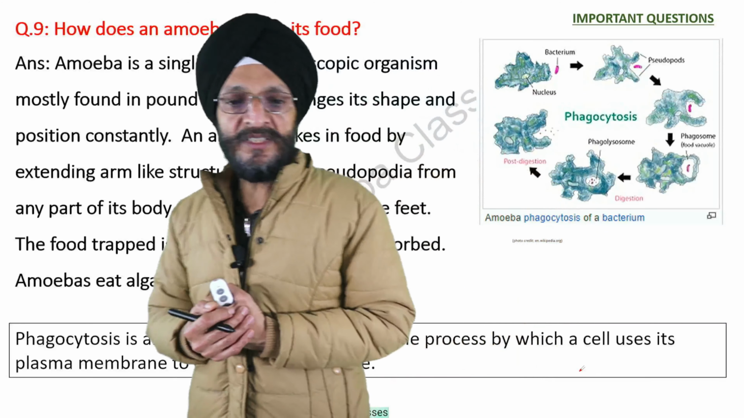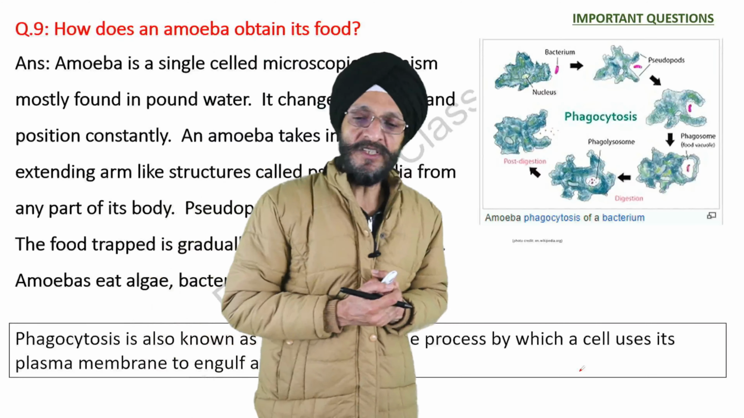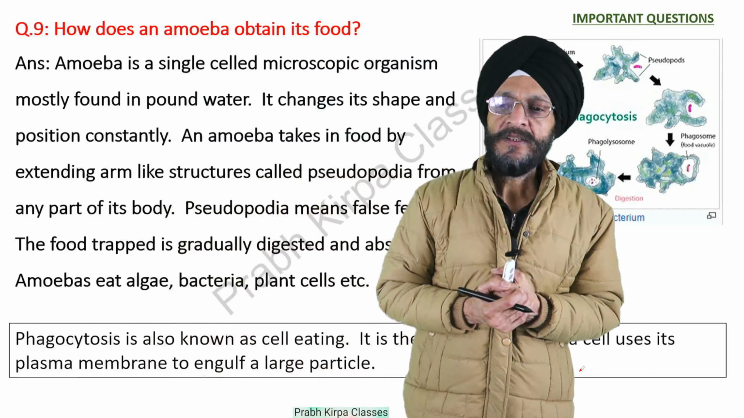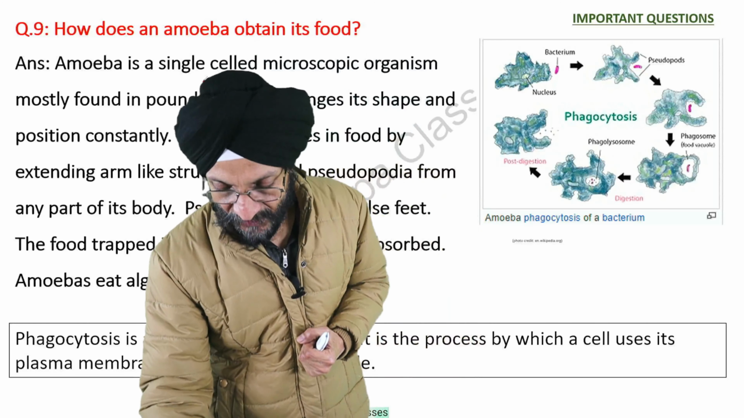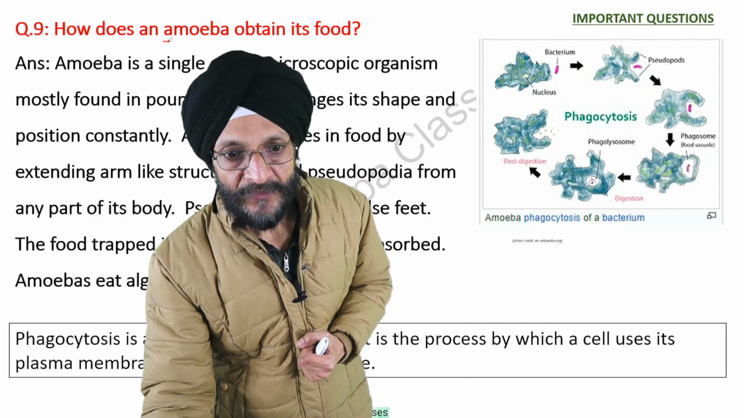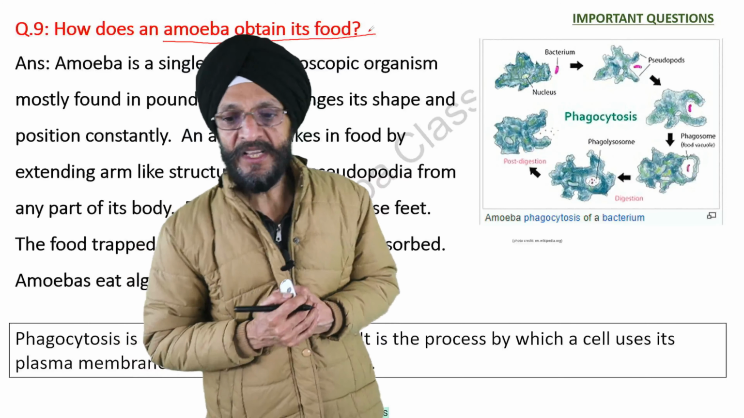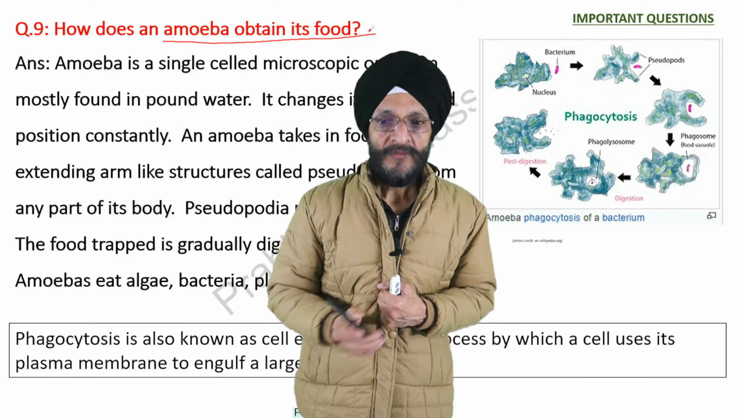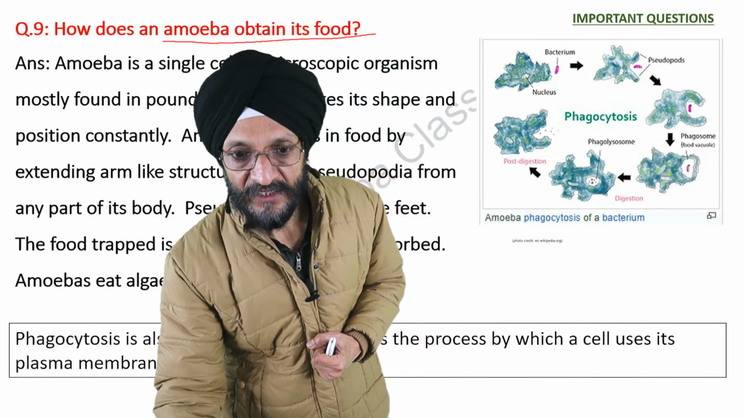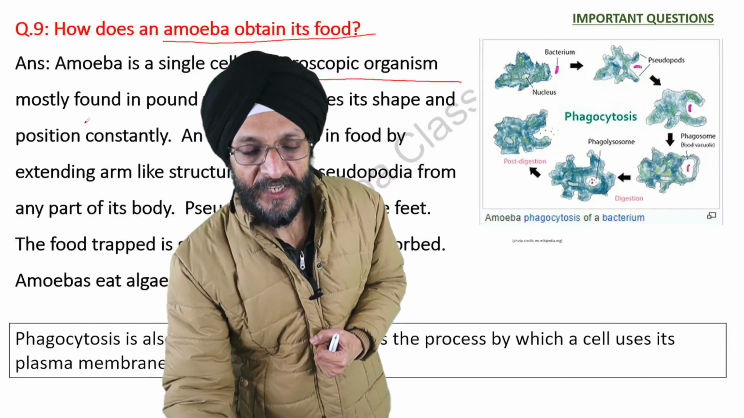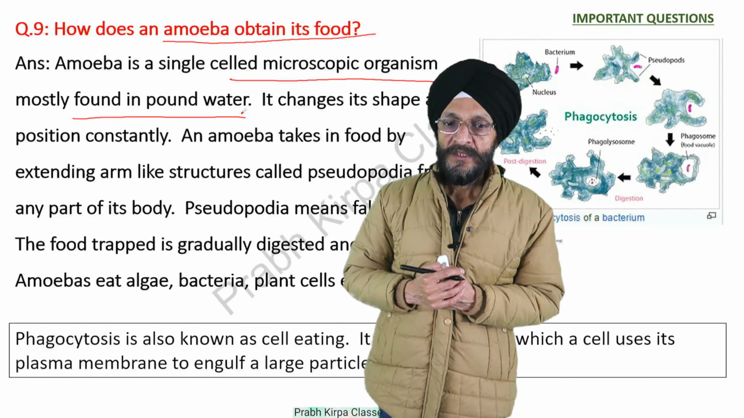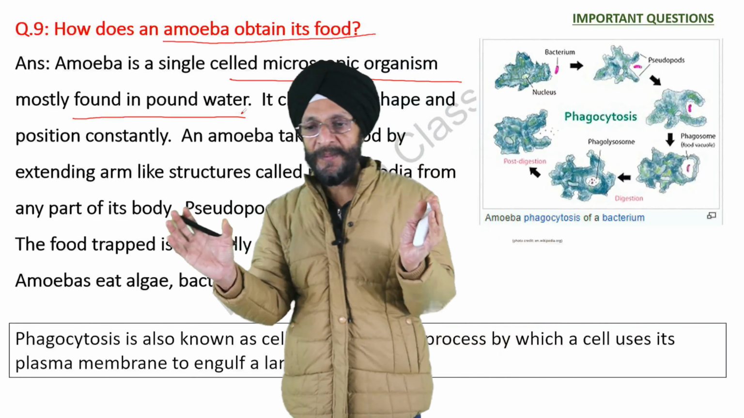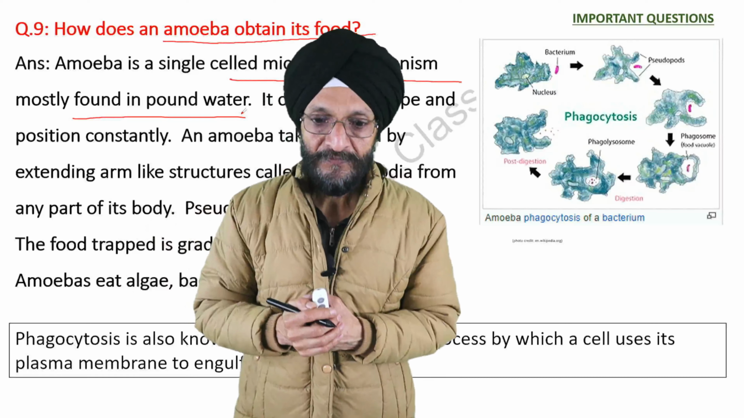Now, this is the normal question which we have been reading for quite a long time, and that pertains to amoeba. How does amoeba obtain its food? Amoeba is a single-celled microscopic organism which is found in pond water. It changes its shape and position constantly.